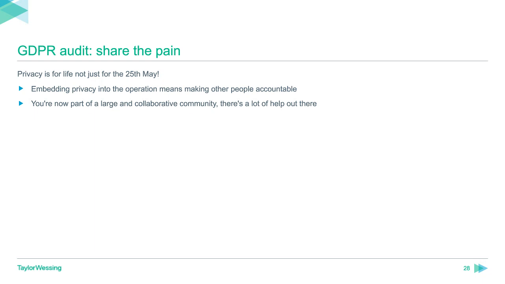You can't run this yourself, so you're going to have to get other people within the business to be accountable for some of these projects and some of these parts of the projects. But also, I would share the pain. One of the great things about the data protection community is it's very collaborative. It's not competitive, and therefore there will be a lot of people out there in other companies who can share this pain with you and talk about how they're approaching it, and you can learn from that.